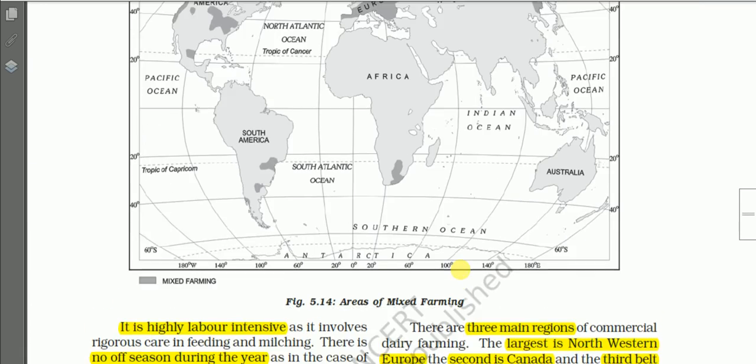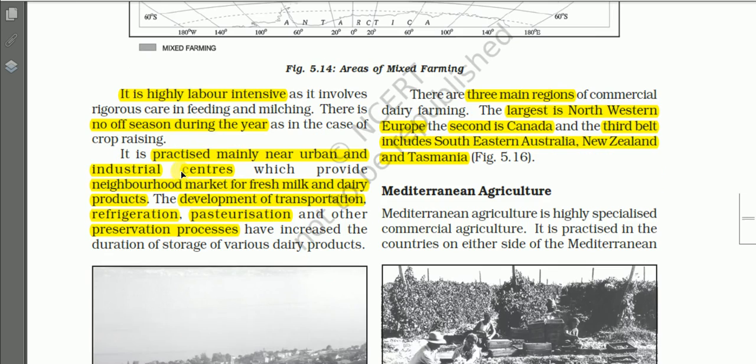And next we have some more features. It is highly labor intensive. Not only machines are required, labor is also needed, as it involves rigorous care in feeding and milking. And there is no off season during the year, as in the case of crop raising. In the cultivation of crops, sometimes we find an off season. However, in dairy farming, we don't find an off season. So this is a continuous and labor intensive process.